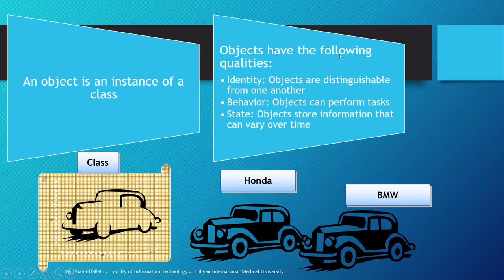Objects have the following qualities. Usually identity: objects are distinguishable from one another. As I said before, we can distinguish objects from one another by the attributes. So the attributes have the properties, the features that distinguish one object from another. And behaviors: every object usually performs the tasks that are required of it. And state: objects store information that can vary over time.